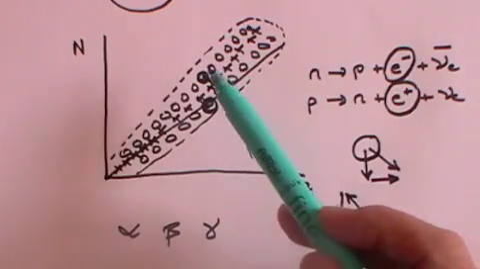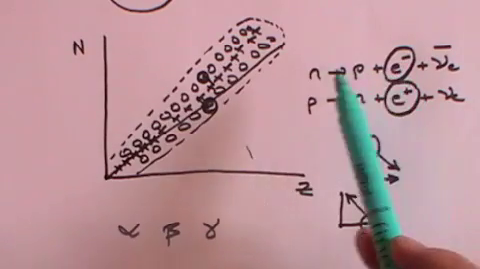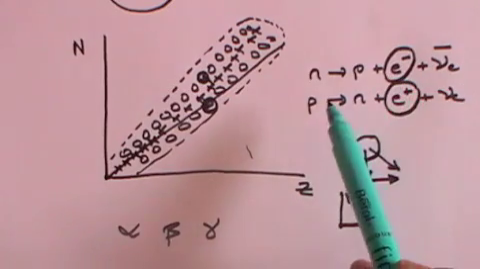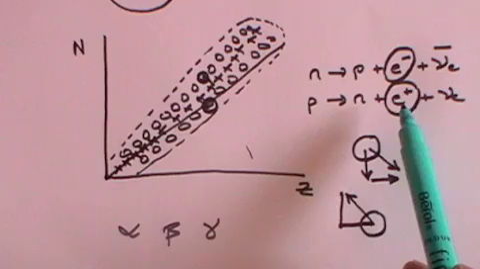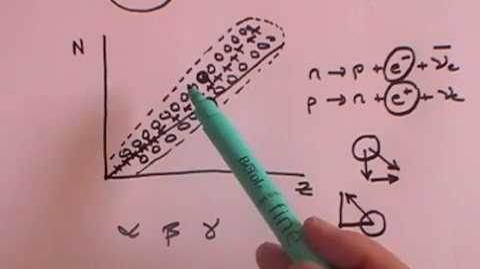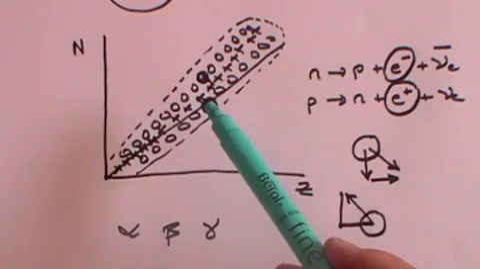So this decay happens by what's called beta decay, which is simply, if you're changing a neutron to a proton, you emit an electron. If you're changing a proton to a neutron, you emit a positron. And this is the way that unstable nuclei get back onto the stable line.